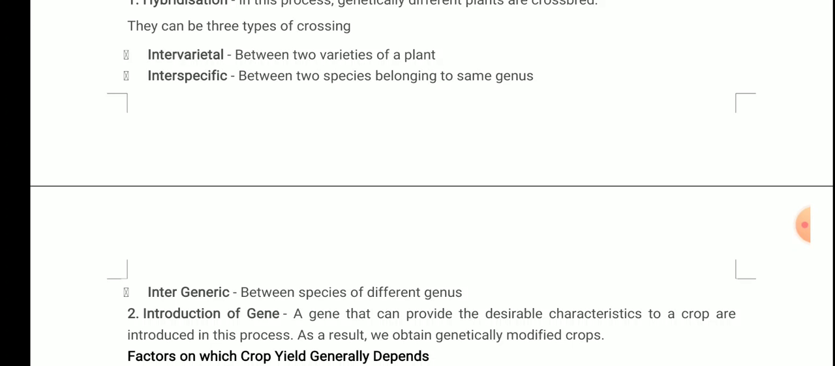After hybridization, second is introduction of a gene. A gene that can provide the desirable characteristics to the crop is introduced in this process, and as a result we obtain genetically modified crops. Clear? So two processes: hybridization, and after hybridization, the gene which provides the desirable characters is introduced in the crop, that is the introduction of a gene. Clear?